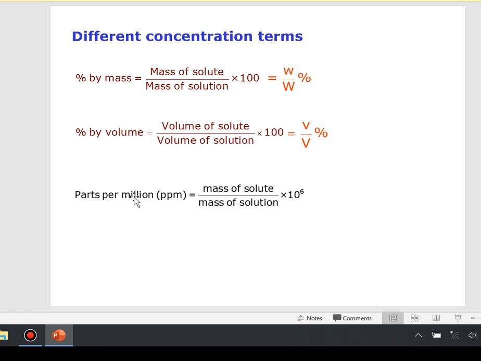Next, ppm, parts per million. It shows the mass of the solute upon mass of the solution into 10 to the power of 6. That is parts per million.